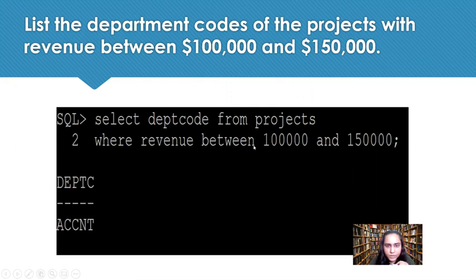So there's a between keyword here, and then you'll mention 2 values, the starting value and the ending value. And in between, you're going to write the and keyword. And you can see that this is the result. I'm getting only one dept code, and that is ACCNT.